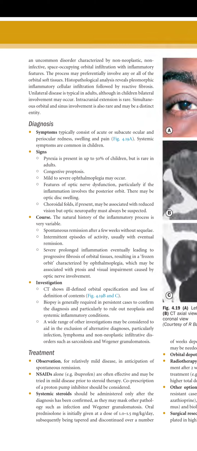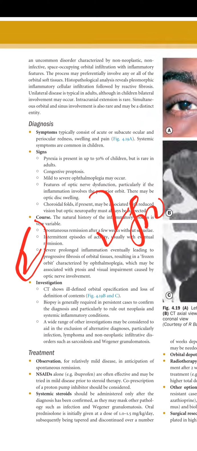Third, severe prolonged inflammation eventually leading to progressive fibrosis of the orbital tissue, resulting in a frozen orbit characterized by ophthalmoplegia, which may be associated with ptosis and visual impairment caused by optic nerve involvement. So there can be fibrosis of the orbital contents, which leads to ophthalmoplegia, also known as a frozen orbit.